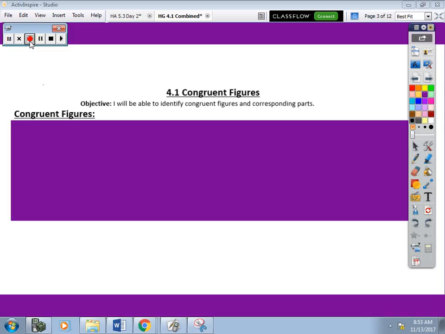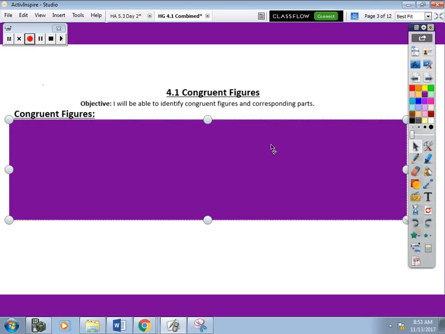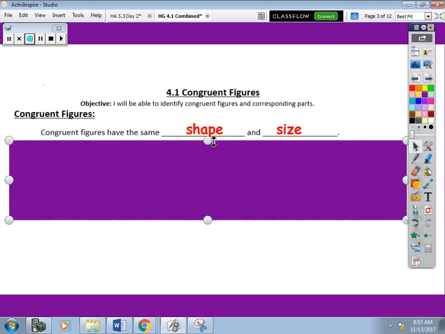Chapter 4 deals with triangles and congruent triangles for the most part. So today we're looking at just what congruent figures are, and we'll be able to identify them and also their corresponding parts. So, congruent figures. Congruent figures are two figures that have the same shape and the same size. So for example, a triangle and a quadrilateral could never be congruent. They're not the same shape. They'd also have to be the same size, meaning they have the exact same side lengths and they have the exact same angle measurements.